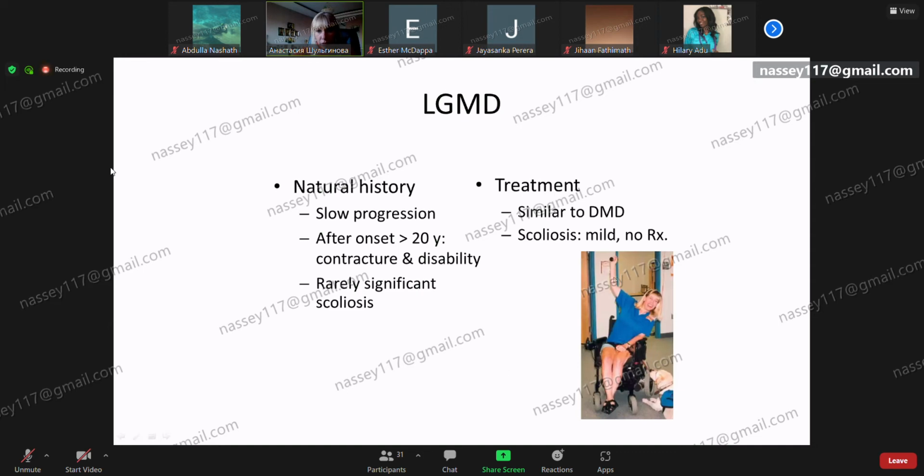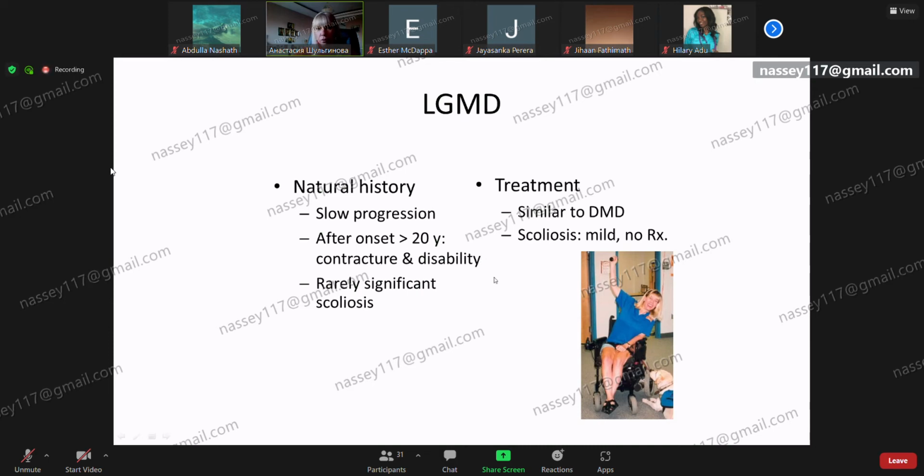Now we can see the picture. So it's disabling, it's a pity, but the age you see is much older than the children and patients with Duchenne muscular dystrophy. It is slowly progressive, with age of onset more than 20 years. Significant scoliosis is rarely seen. Treatment is absolutely similar to Duchenne muscular dystrophy.